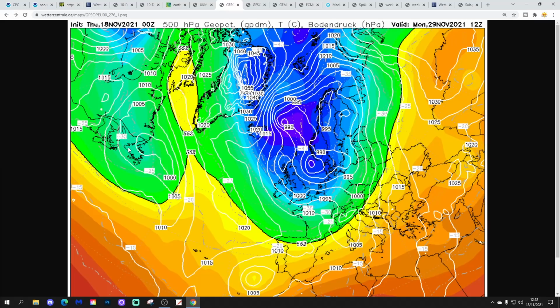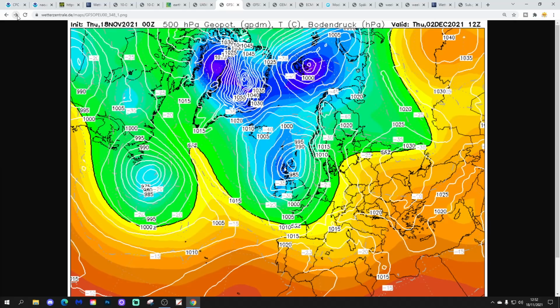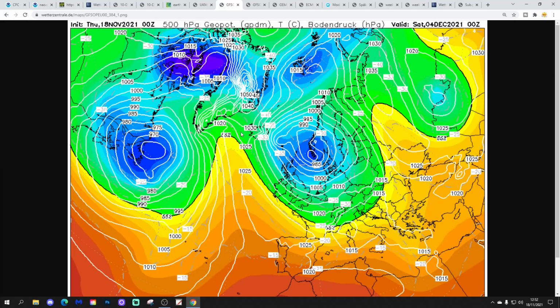Ultimately, the midnight GFS run goes off into a cold spell with this mid-Atlantic ridge up towards Greenland, low pressure to our east, winds coming down from the north, and then eventually starts to draw in something a little bit milder from off the Atlantic, but not for long. By the end of the GFS midnight run on the 4th of December, we're actually going back into northerly winds via another sort of renewed mid-Atlantic ridge. So quite a cold GFS midnight run.